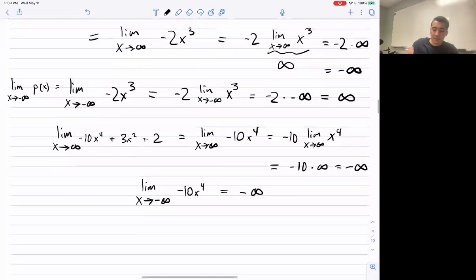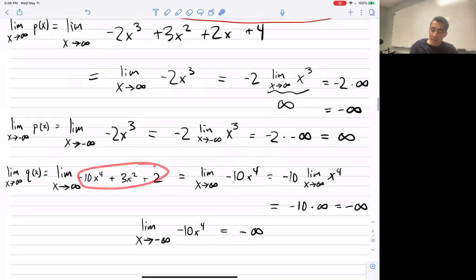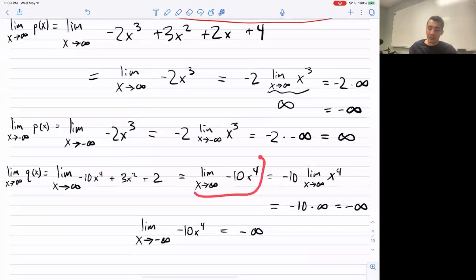And then finally, this is the limit as x approaches infinity of q of x. But remember, that's this polynomial up here, I wrote it. Now we just take the leading term. By this theorem, it's just the leading term, so it does what that term is doing. Then you pull the constant out, and it's the limit as x approaches infinity of that. But infinity to the fourth power is still just infinity.